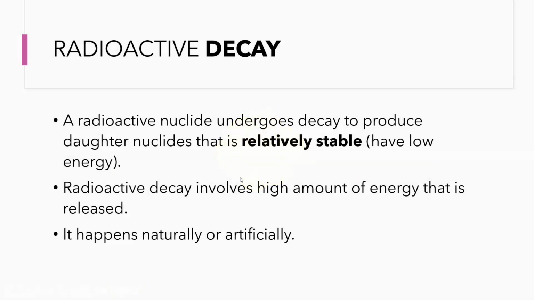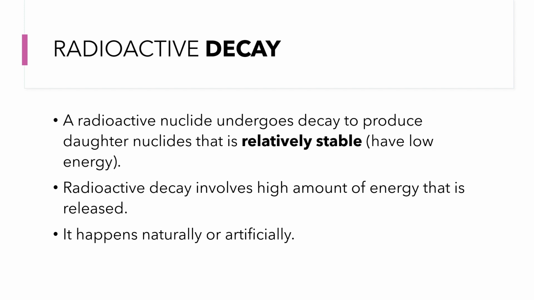So this one is an example of nuclear fission or radioactive decay. A radioactive nuclide undergoes decay to produce daughter nuclides that are relatively stable. When we say relatively stable, they have low energy. The tendency of matter is that when their energy is high, they lose that energy to become more stable in their state.